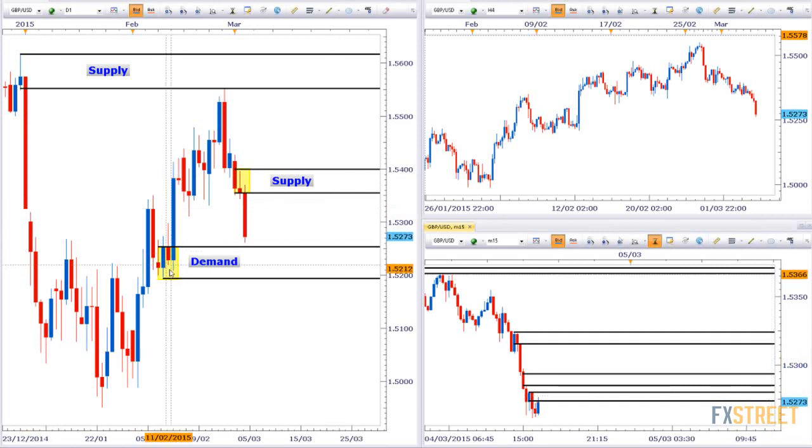This demand zone is a fresh level, John. The price has not been back here since it last was here. Do you see that? The drop, the base, and the rally. This will be the first time back. This supply zone would be the first time back. So this is a fresh level.